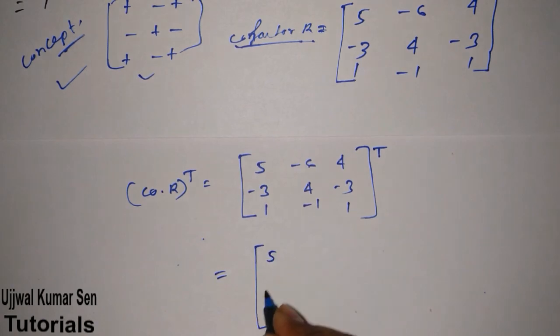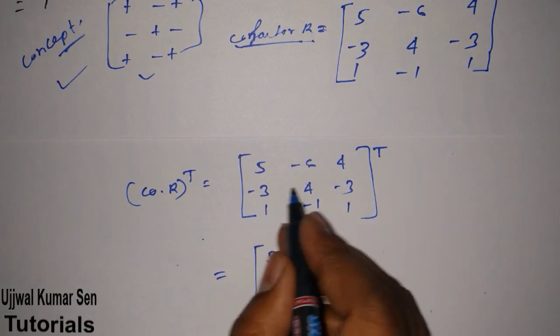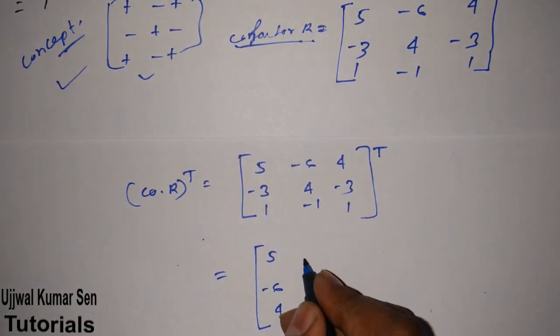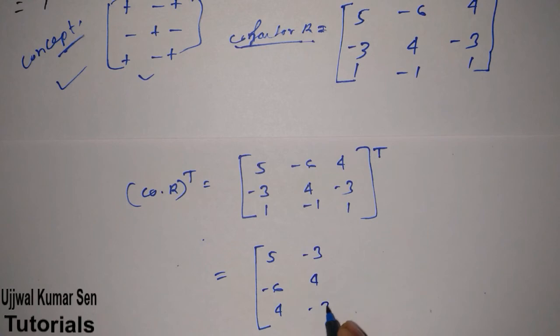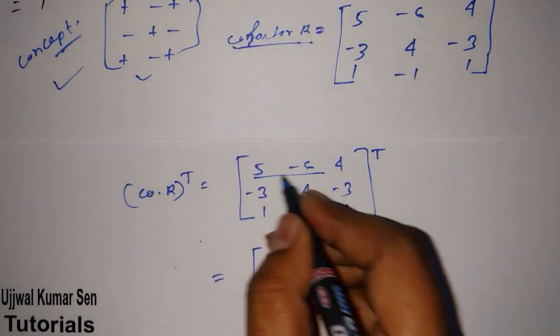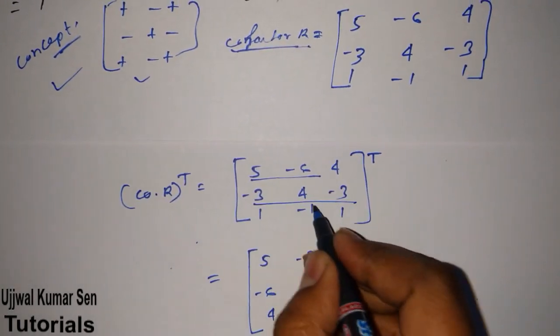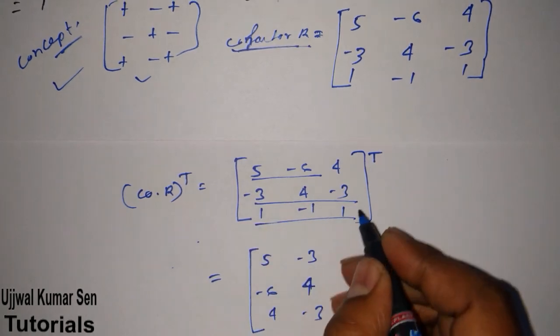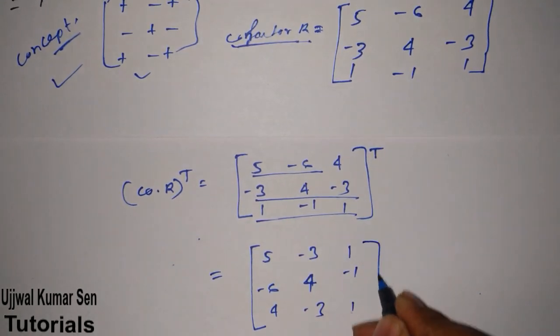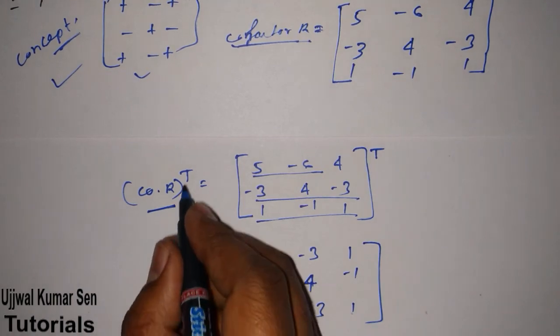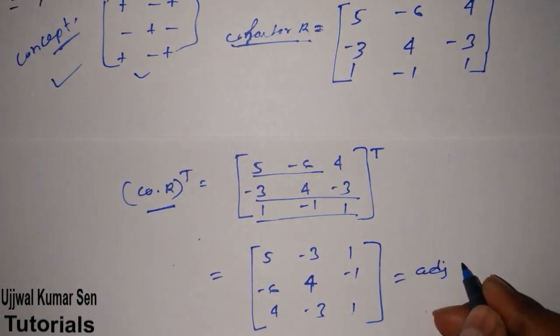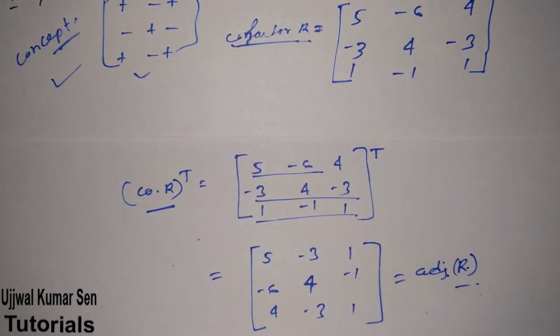What is the meaning of transpose? Rows are converted into columns, and columns automatically become rows. Okay, so 5 minus 6 4, minus 3 4 minus 3, all are columns. This is the column we are converting into a row, this is a column we are converting into a row, and this is the column we are converting into a row. So this is the transpose of the cofactor, and this is known as the adjoint of R, right?